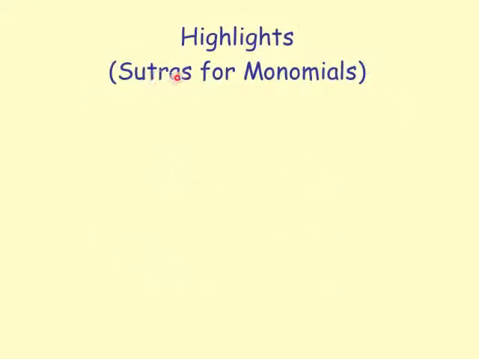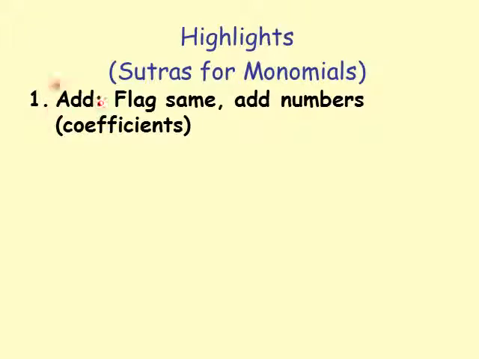Here are some sutras I worked out for algebra, and they apply to monomials. Monomials are part of polynomials with only one term. Okay, let's continue here. Add. If you're trying to add two monomials, if the flags are the same, that means powers are the same, we add the numbers, and number means we add the coefficients of the two terms.